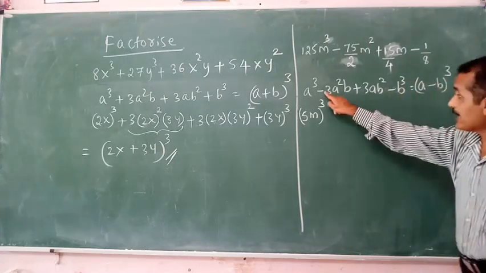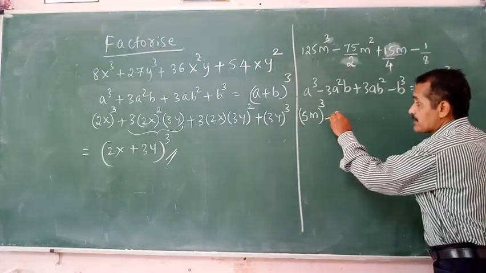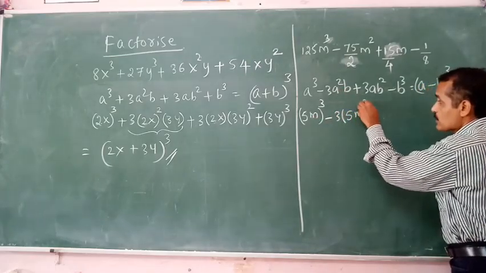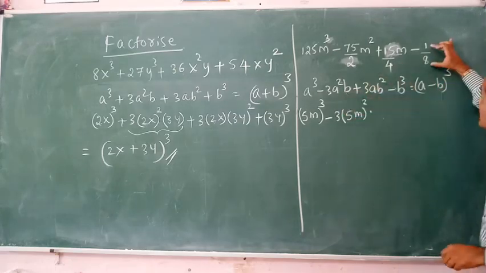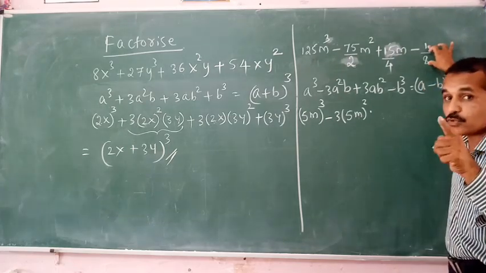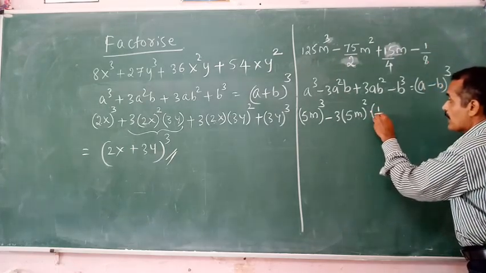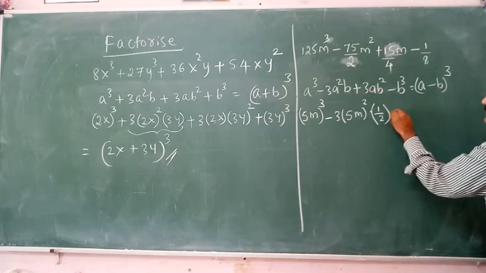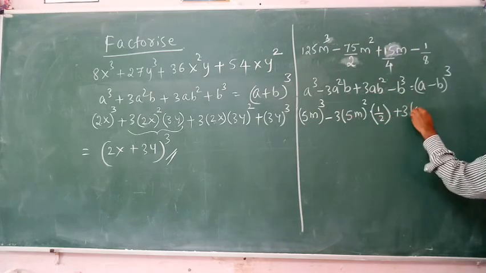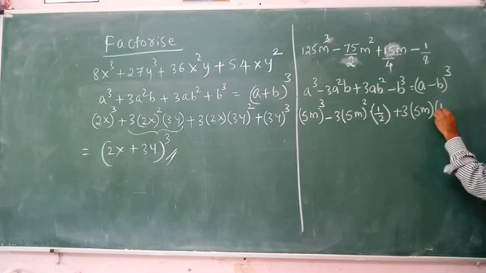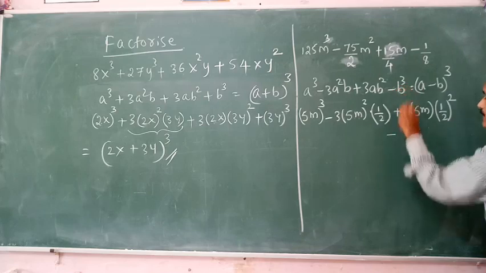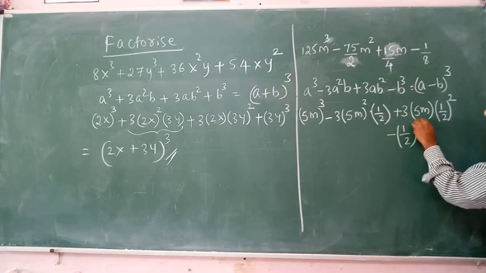Then minus b. I should not change anything. Minus b into a square. A square means 5m the whole square, into b. B is what? This is b cube, b means 1 by 2, into 1 by 2. Again plus 3ab square. A is known, b is known. A is 5m, b means 1 by 2 the whole square. Then minus b cube, minus 1 by 2 the whole cube.